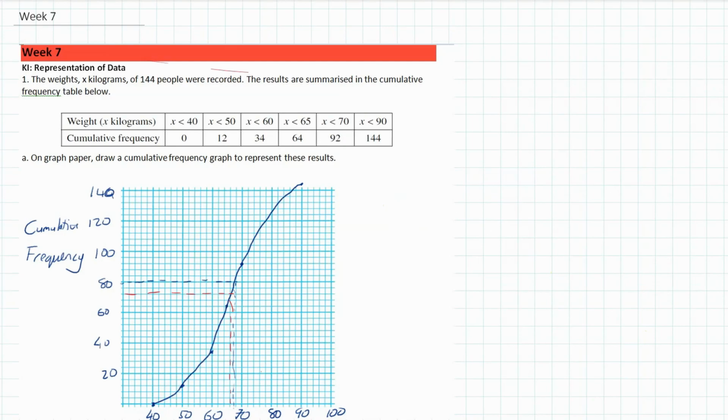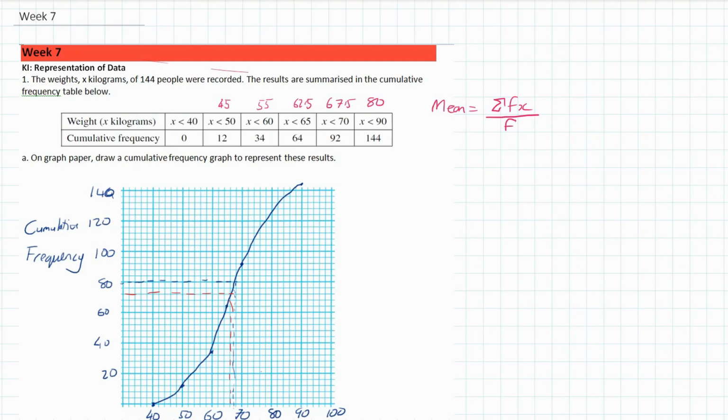Okay, so we want some mid-interval values. So the mid-interval value here is obviously 45. This one 55. This one 62.5. 67.5. And 80. Okay, now to find the mean, we would do the sum, so mean is equal to the sum of f times the mid-interval value, or fx, this is an estimate, divided by the sum of the frequencies.